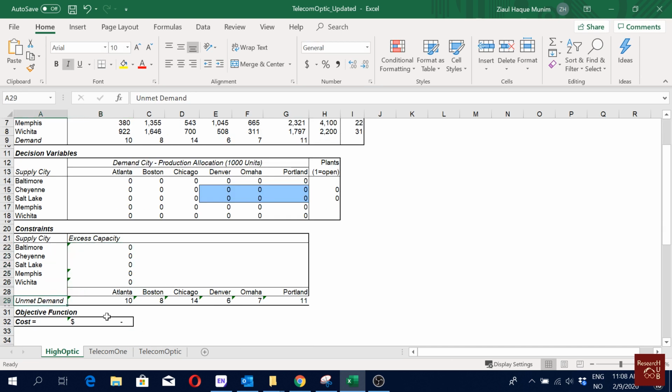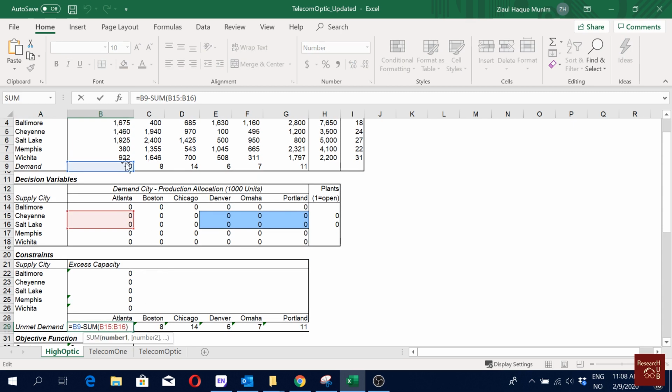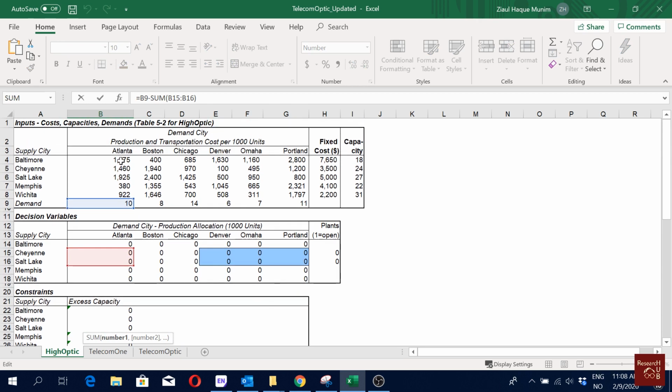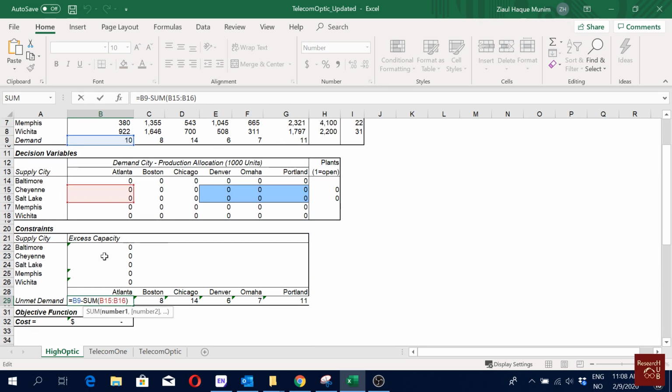We also define the unmet demand. To define that, we simply select the demand at that location. For instance, for Atlanta, our demand is 10 million. We select that one, which is in cell B9. And we deduct the demand delivered to that location, so the sum of these 2. In this case, we are actually not going to use them at all. We are only going to use from here, but we still formulated the previous ones as well.